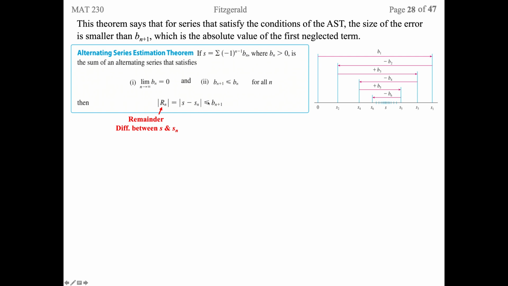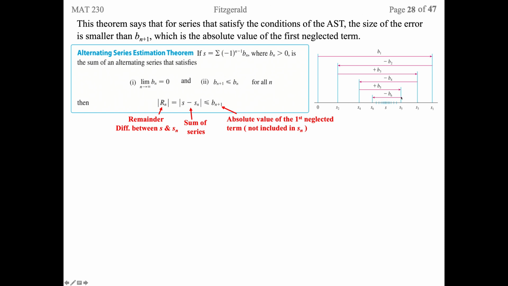So notice that B sub n plus 1 is not part of the partial sum of S sub n. All right, so that's the sum of my series. This is going to be the absolute value of the first neglected term. Okay, so how that works is as follows. Let's say n is 5. So here's S sub 5. S minus S sub 5, that distance is definitely smaller than the distance of B sub 6.